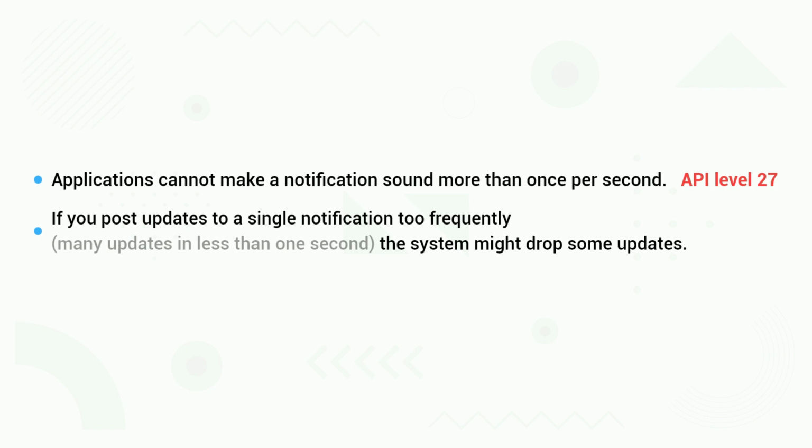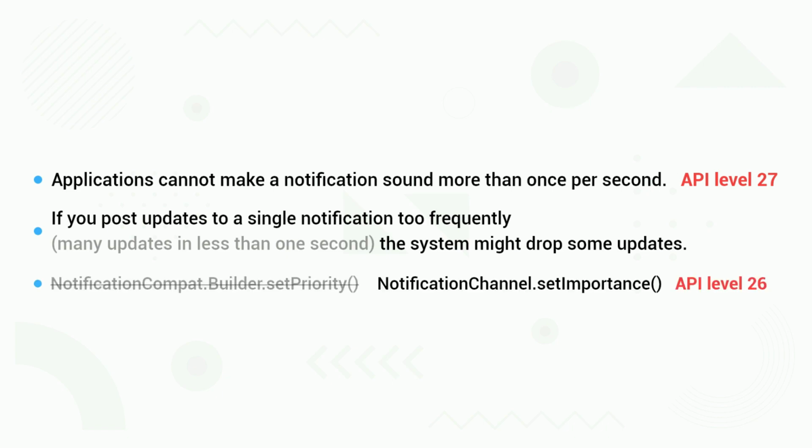And the last thing that I want to emphasize in this video is the latest update for notifications running on API level 26 and higher. With the newest updates, some notification functionalities were moved away from the notification builder to the notification channel. For example, now you should use the NotificationChannel setImportance function instead of the NotificationCompat.Builder setPriority function when specifying the notification importance.